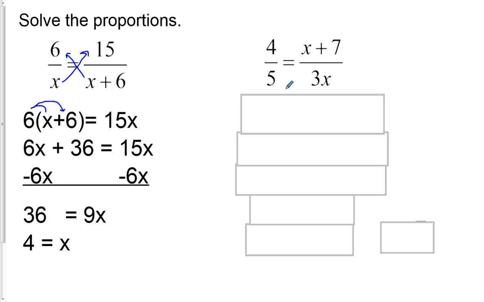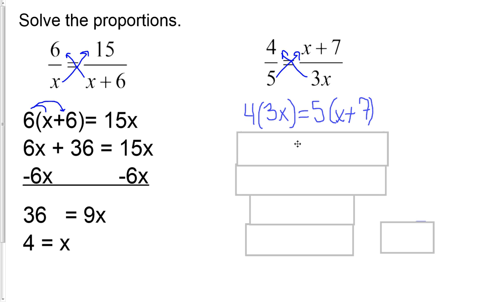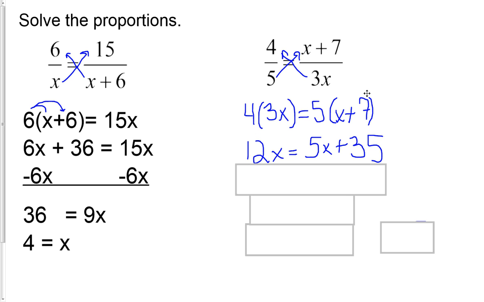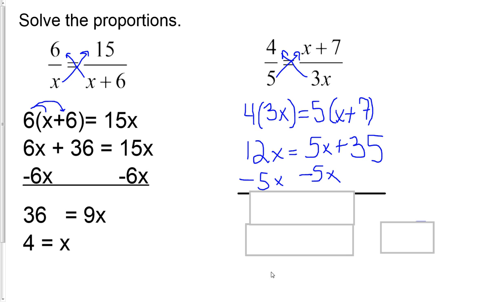4 over 5 equals x plus 7 over 3x. So cross multiply, and we've got 12x equals 5 times x plus 7. 5 times x gives us 5x. 5 times 7 is 35. And then we're going to move this 5x over by subtraction.